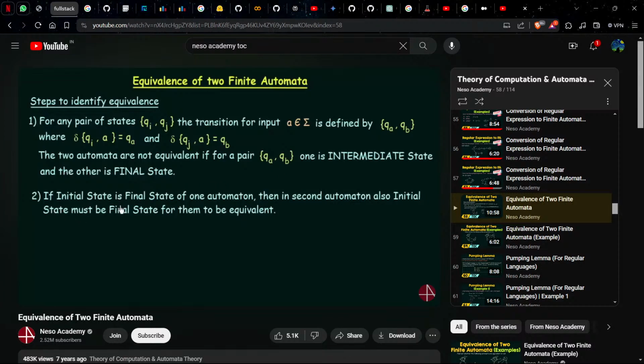And then the second step says that if the initial state is a final state of one automata, then in the second automata also the initial state must be a final state for them to be equivalent. That means in the first automata, if its initial state and final state are the same state, then even in the second automata, its initial state and final state should be the same for them to be equivalent. Otherwise, they will not be equivalent.